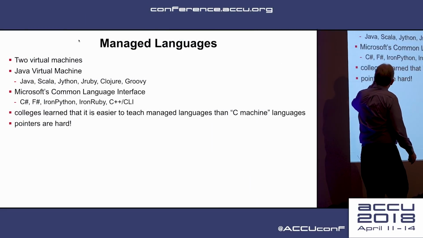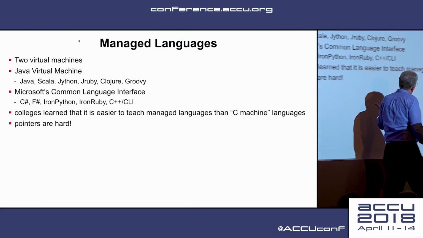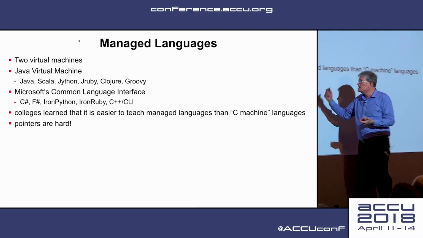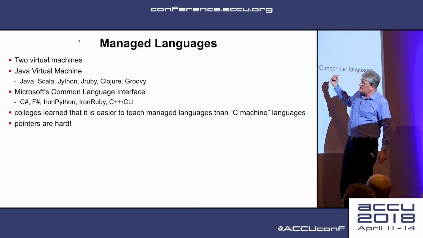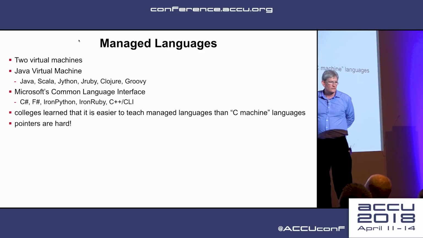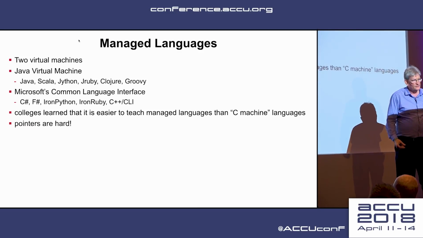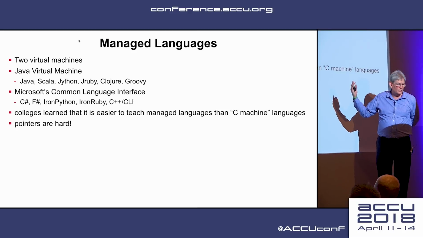And so we have these virtual machines, the Java virtual machine, the Microsoft virtual machine, and they were easier to use than C++, and a lot of colleges switched over, right? Why teach stuff hard when you can teach stuff easy?